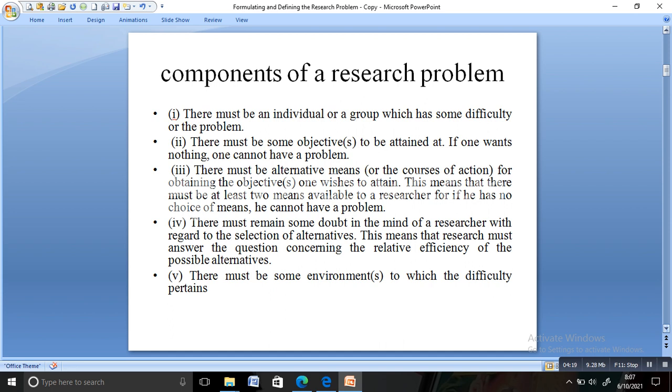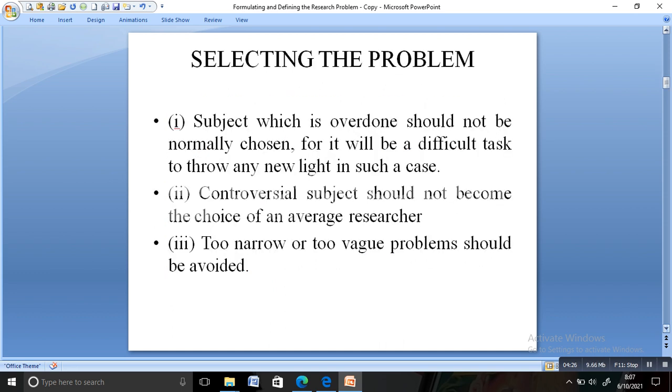So I hope you are clear what a research problem is and what the components of a research problem are. Next, how to select the problem. What type of problem can be selected? You should not select a problem which is overdone. A subject which is overdone should not be chosen, because it can be done very easily. In a controversial subject, if the subject is very controversial, that also cannot be chosen for an average researcher.